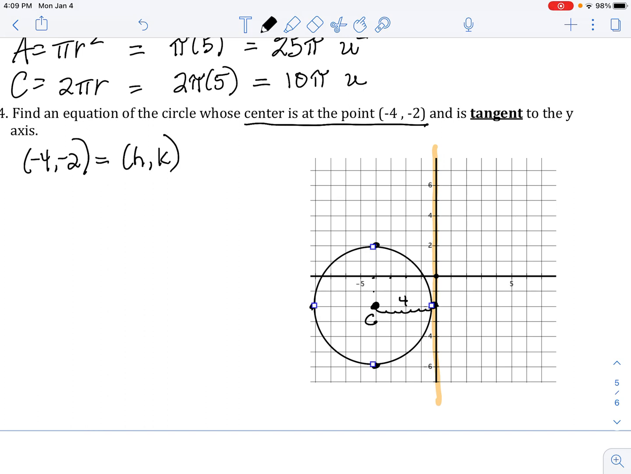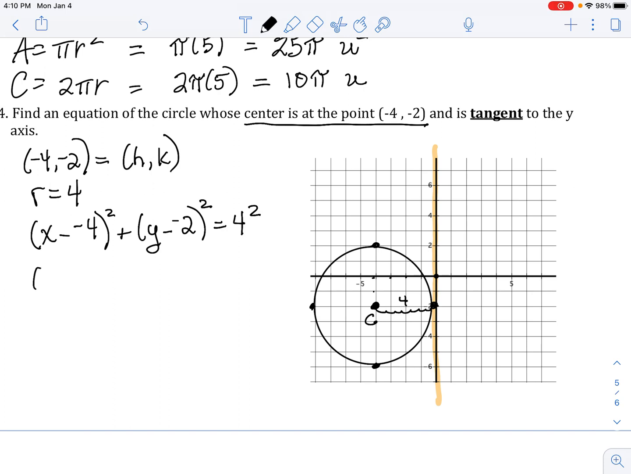We have not come up with the equation of the circle, but it's pretty easy now to see that the radius is 4. And so my circle equation in center-radius form is going to be (x minus h) squared plus (y minus k) squared equals r squared. And that r is 4. Simplifying, (x plus 4) squared plus (y minus 2) squared equals 16.